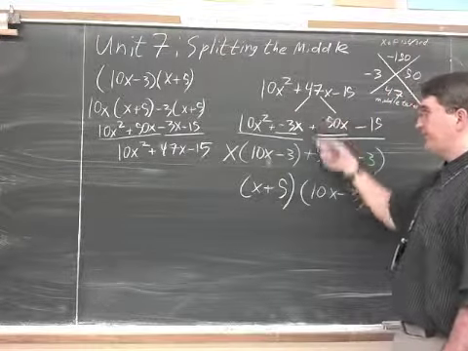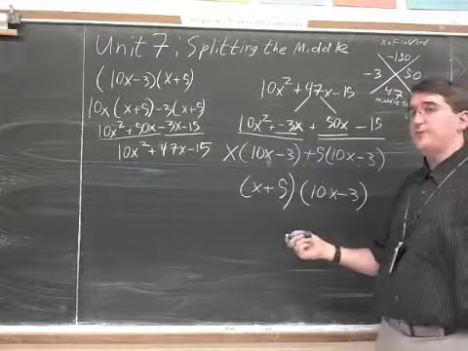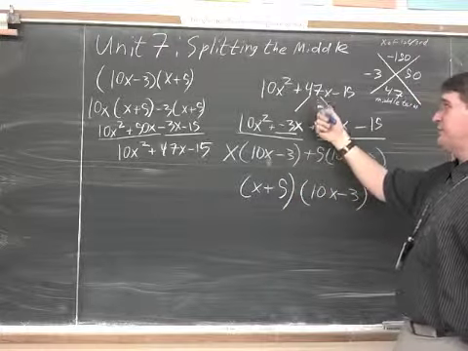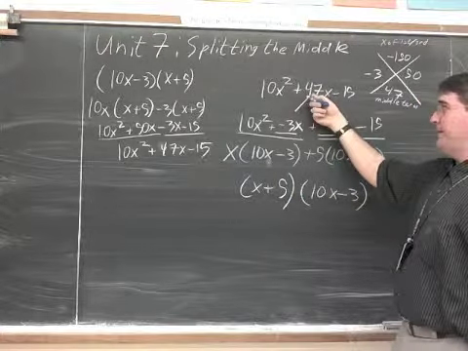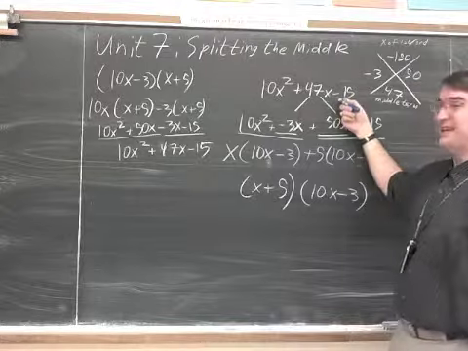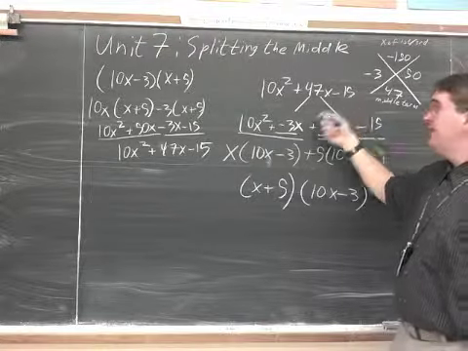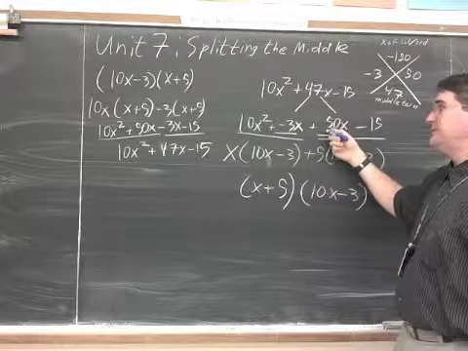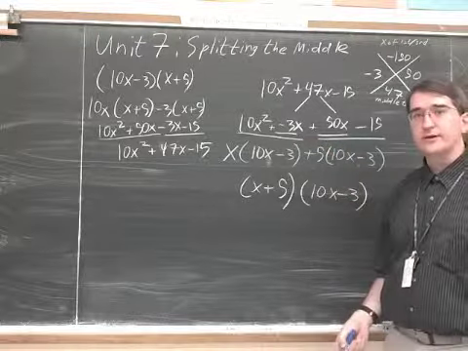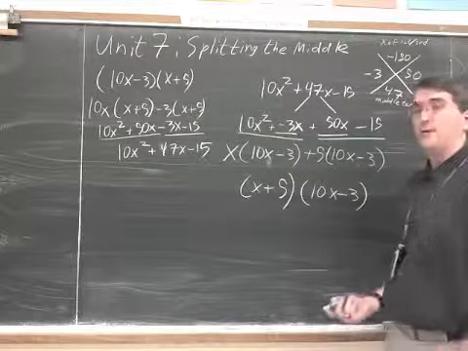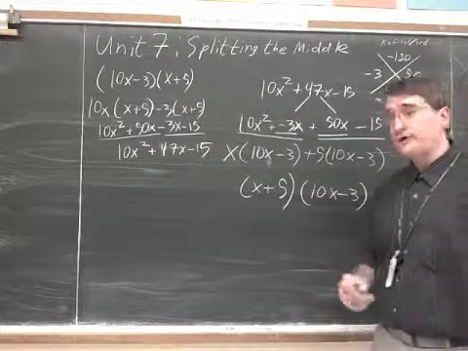So this then is the way that we would factor by splitting the middle. We find two numbers that add to the middle term and multiply to the same thing as that product. We split the middle term into those two numbers and then use factoring by grouping. That's how splitting the middle works. We'll do another example.